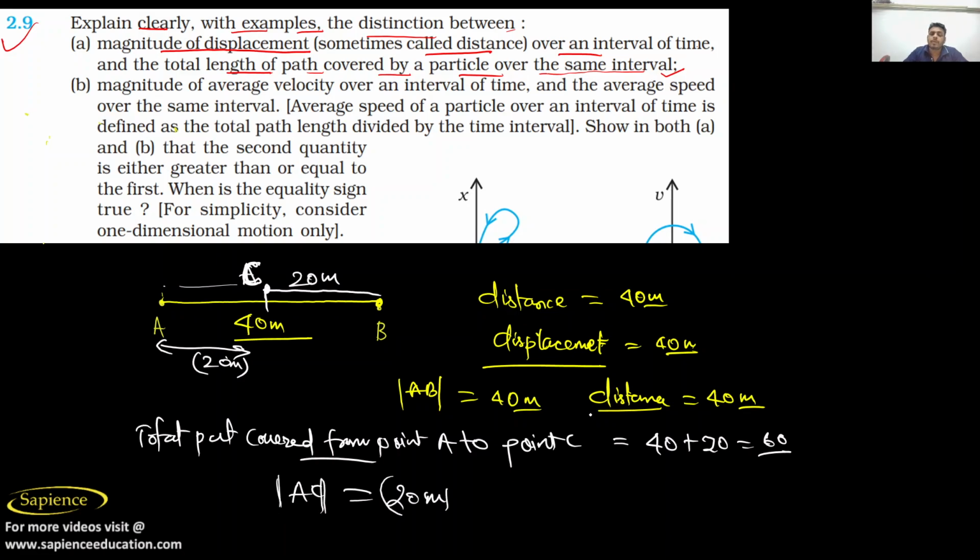So from here we can conclude that the magnitude of the displacement is always less than or maybe equal to the path covered. Path covered is the distance traveled, and this is the magnitude of the displacement. So the magnitude of the displacement may be equal to or less than the path covered. Understood? So this is what they want. I hope you have understood now.